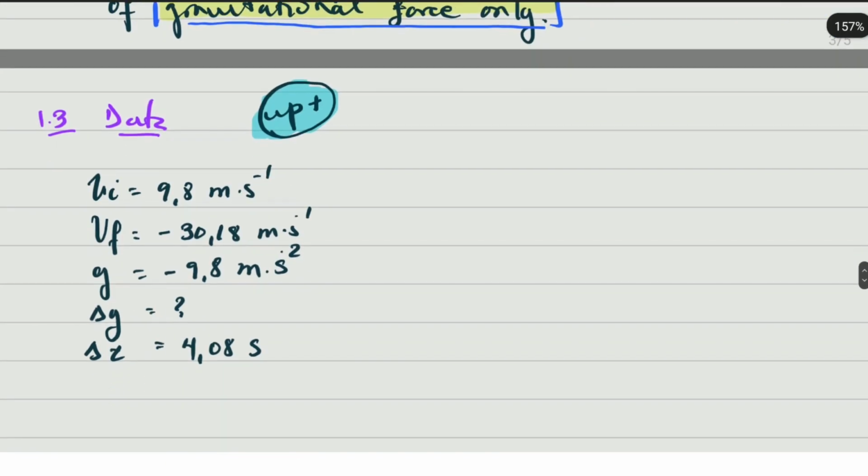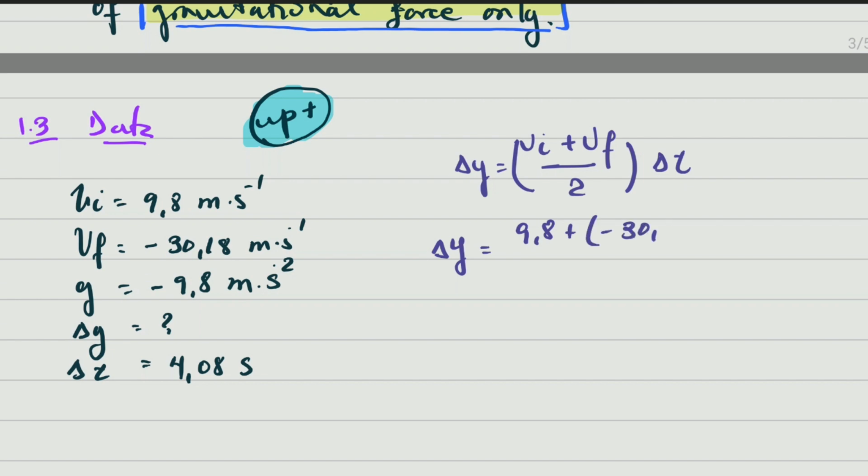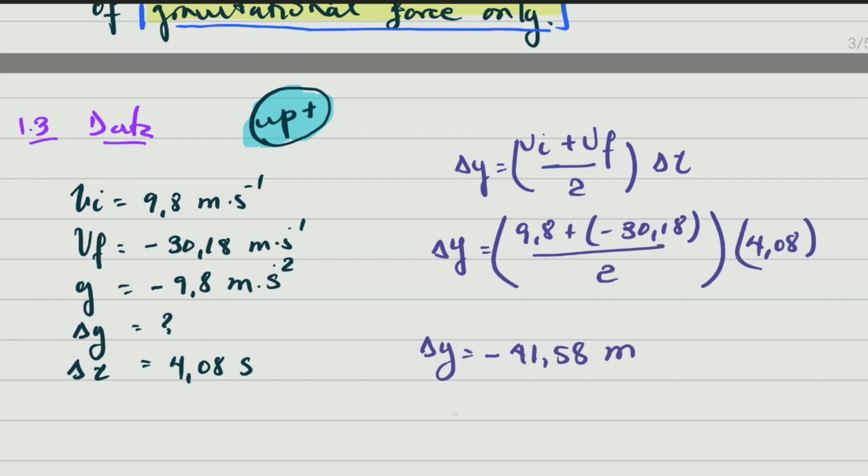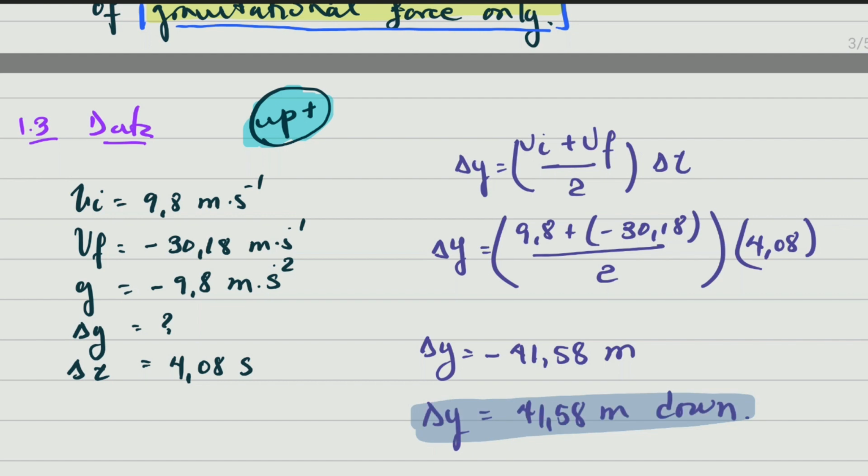So now let's look for the formula that can best help us calculate the displacement. The formula is displacement equals initial velocity plus final velocity, divided by 2, multiplied by the time. So we substitute. Guys, this is the calculation of the displacement.